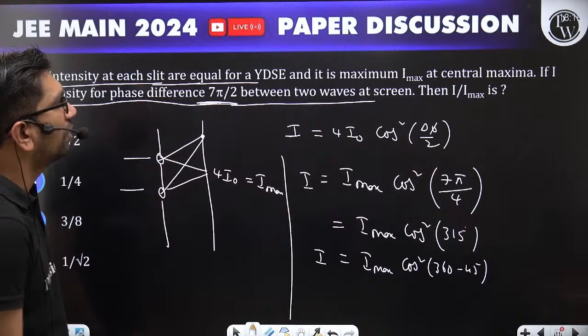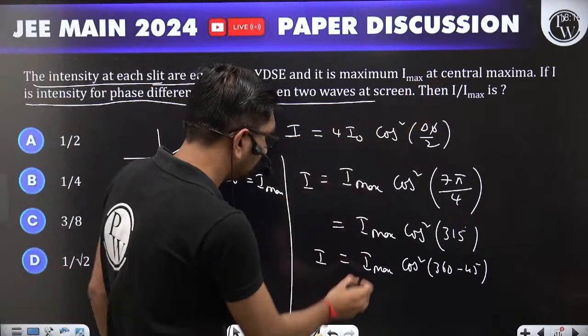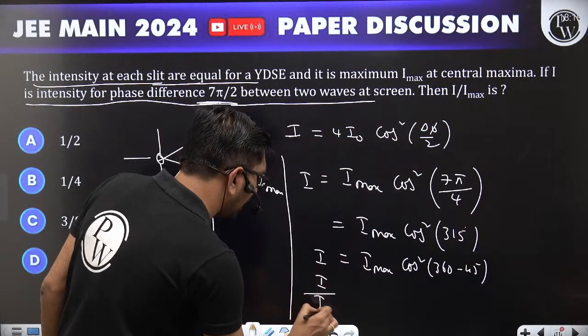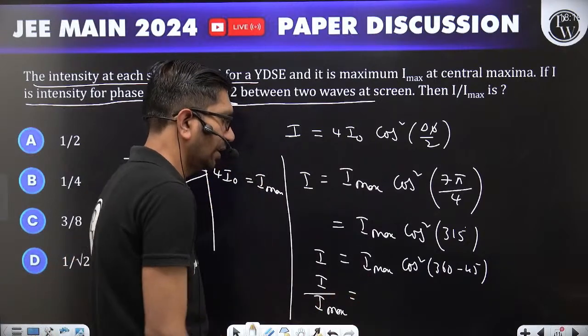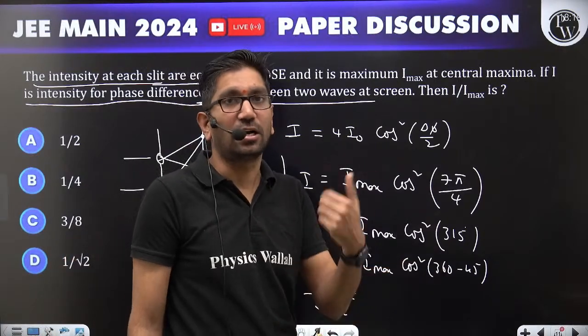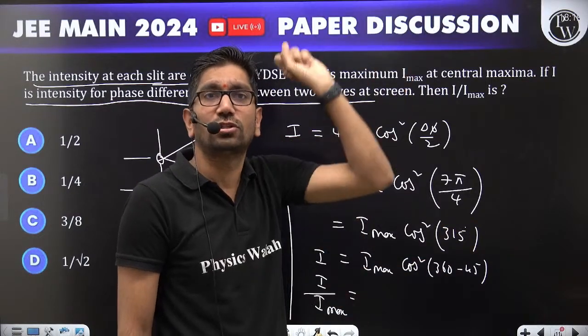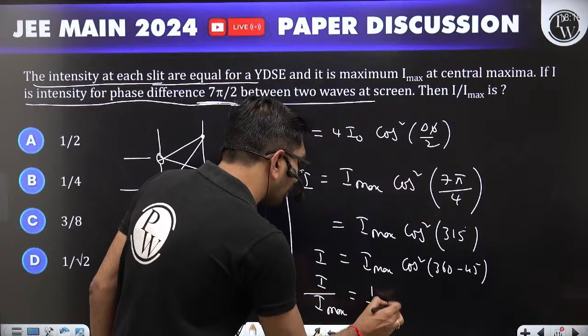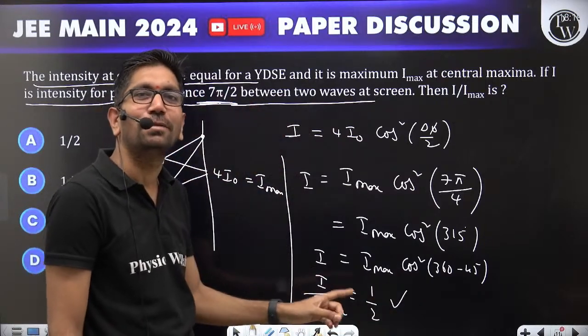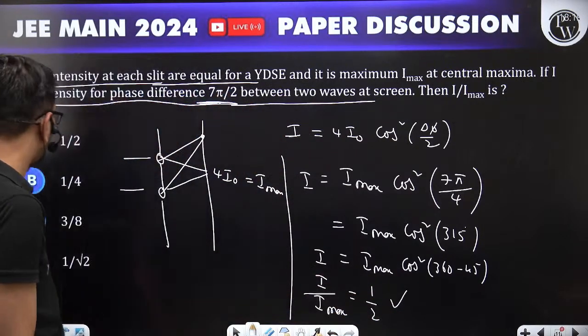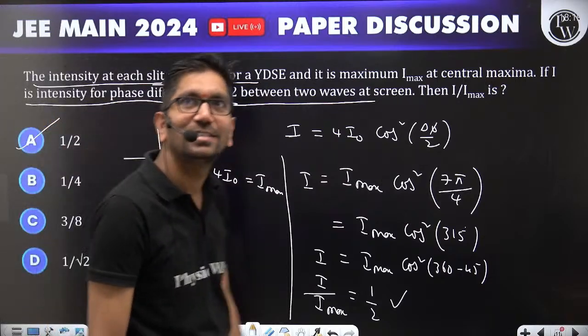No. What he is asking is I by I max, right? So send this I max here then. I by I max. Okay. Cos 360 minus theta is cos theta only. Okay. Cos 45, what do you get? 1 by root 2. 1 by root 2 whole square is what? 1 by 2. So the final answer, I by I max, is what, beta? It is 1 by 2. Okay. Option A is the correct answer.